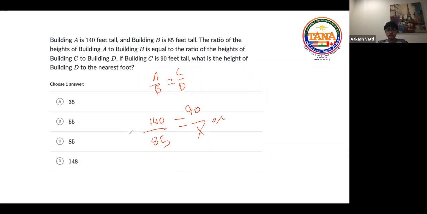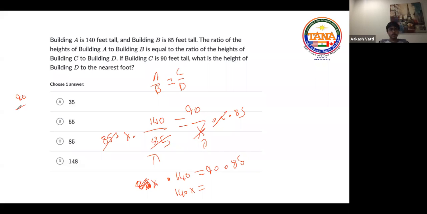You'd multiply both sides by x, and also multiply both sides by 85 to get rid of this and this. So you would have 85x times 140, or no, what am I saying, it's just x times 140, because this and this cancel out. Same with here, this and this cancel out, equals 90 times 85. So you have 140x equals 90 times 85. 8 times 9 is 72, so 7650. So you have 140x equal to 7650.